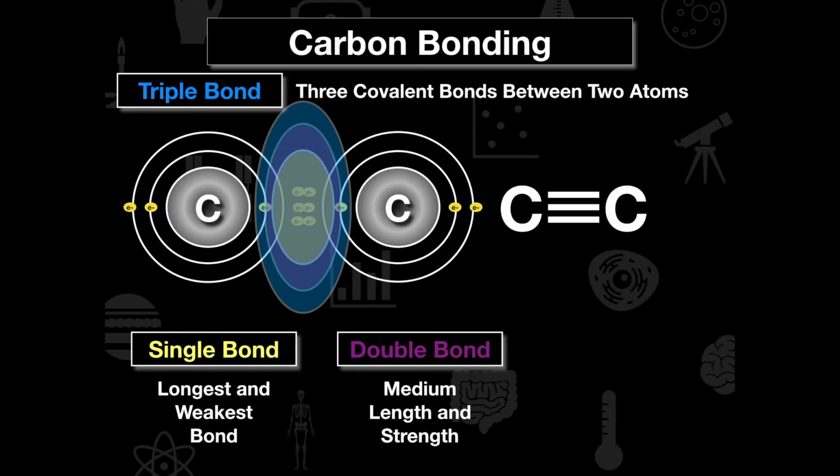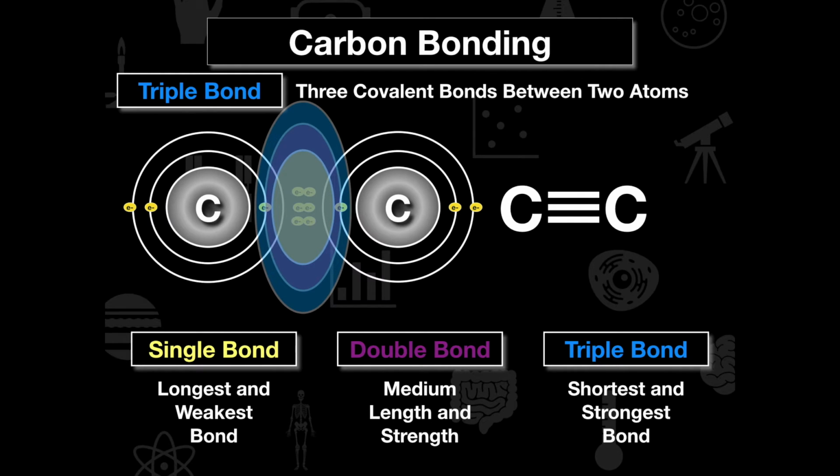So again, we're sharing 2 pairs of electrons here, so 4 electrons total. The distance is going to be a little bit closer than a single bond, not as close as a triple bond, and it's not going to be as strong as a triple bond, but it's going to be stronger than a single bond. And lastly, we have a triple bond. A triple bond is going to be the shortest and strongest of the bonds because, again, we're sharing 3 pairs of electrons here, or 6 electrons total. And it's also going to pull those carbon atoms in a little bit closer.